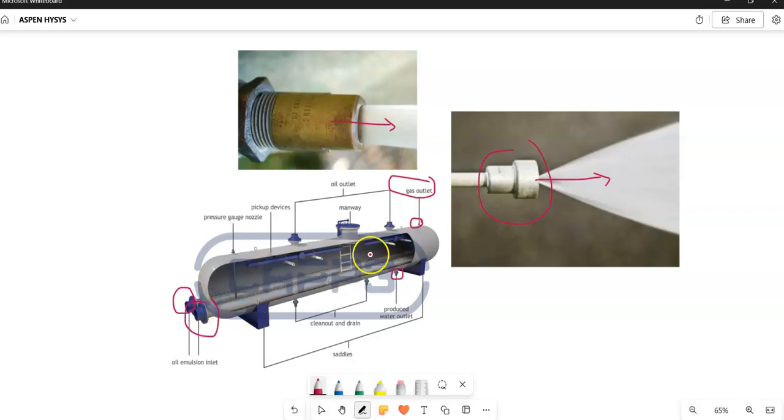So if we have a mixer, it will be like this separator, a chamber. We have different inlets, like an inlet from here and an inlet from here. Okay, so this is the nozzle. The nozzle here has a diameter and also has an elevation.